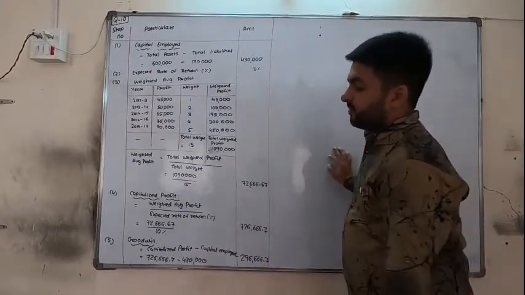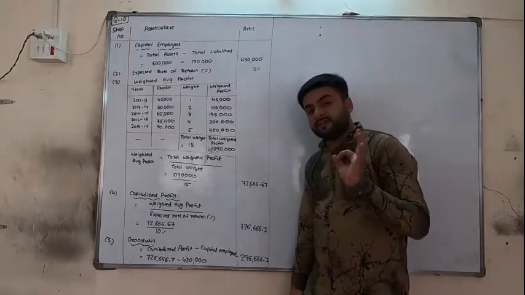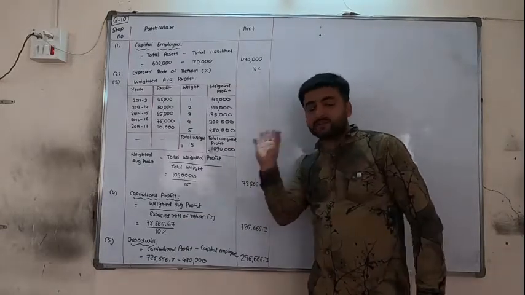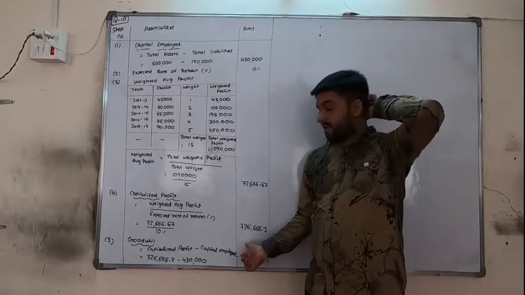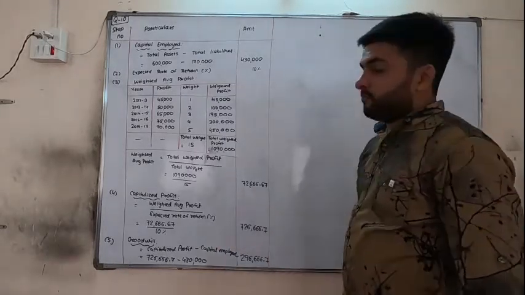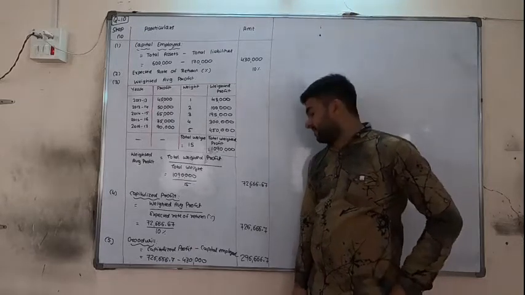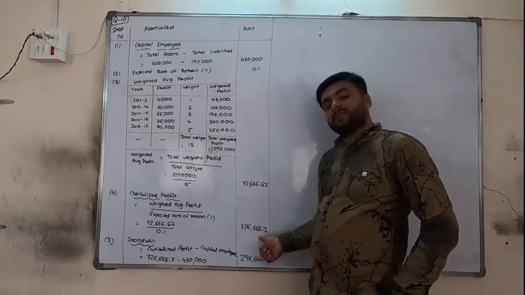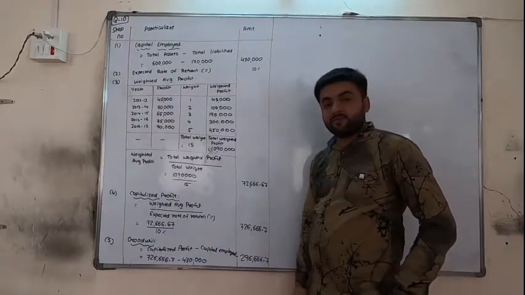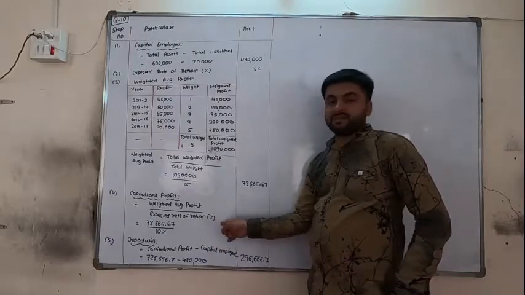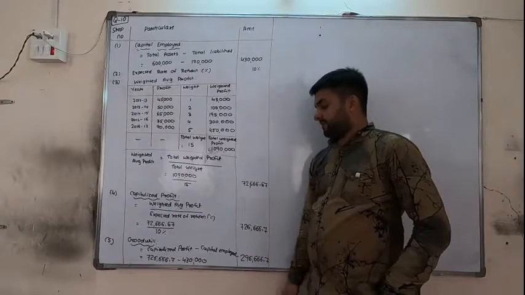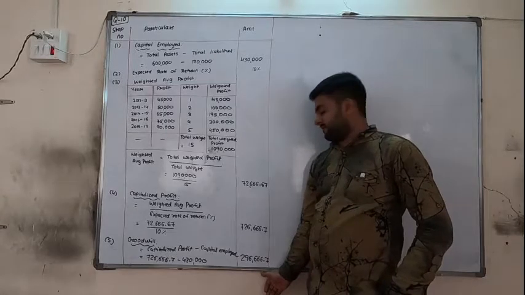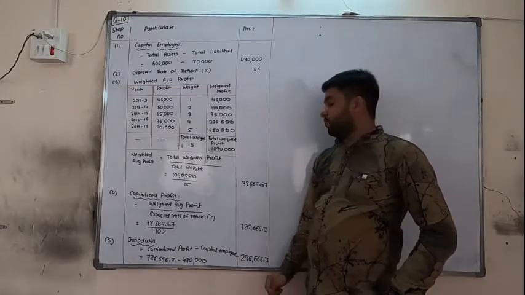After that, capitalized profit is weighted average profit divided by expected rate of return in percentage. So 72,666.67 divided by 10 and press the percentage button, otherwise you will not get this, because in the book multiply by 100 is given. Now we don't require multiply by 100, we press the percentage button. So 7,26,666.7. Last step is goodwill, capitalized profit from step 4 minus capital employed from step 1. So 7,26,666.7 minus 4,30,000 is 2,96,666.7.